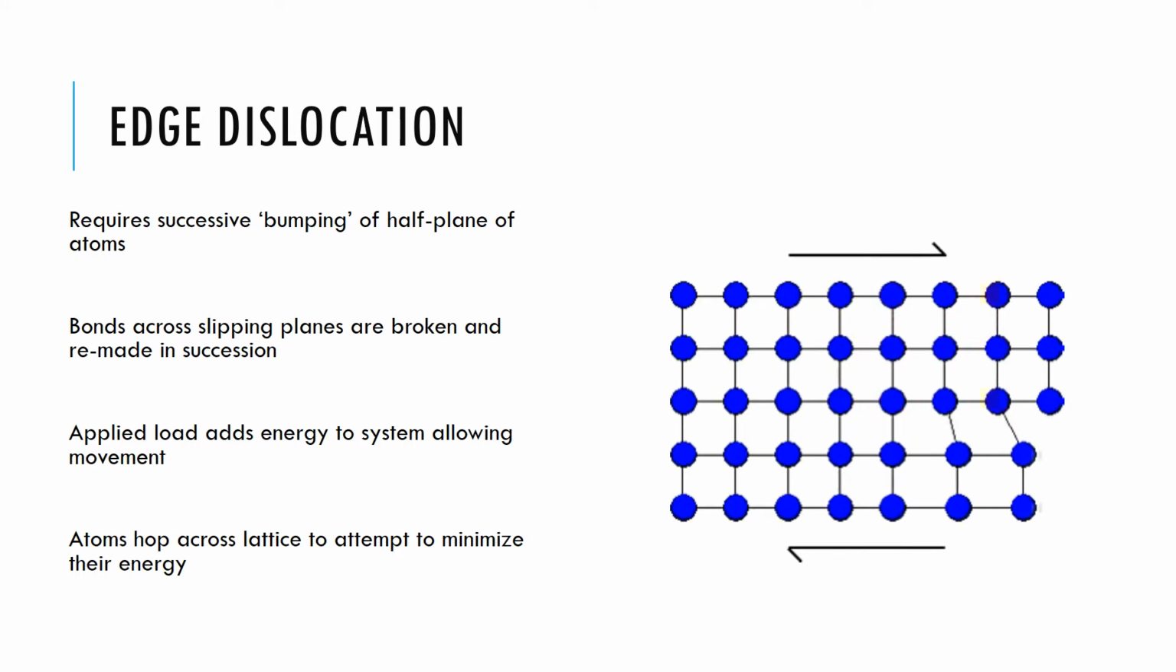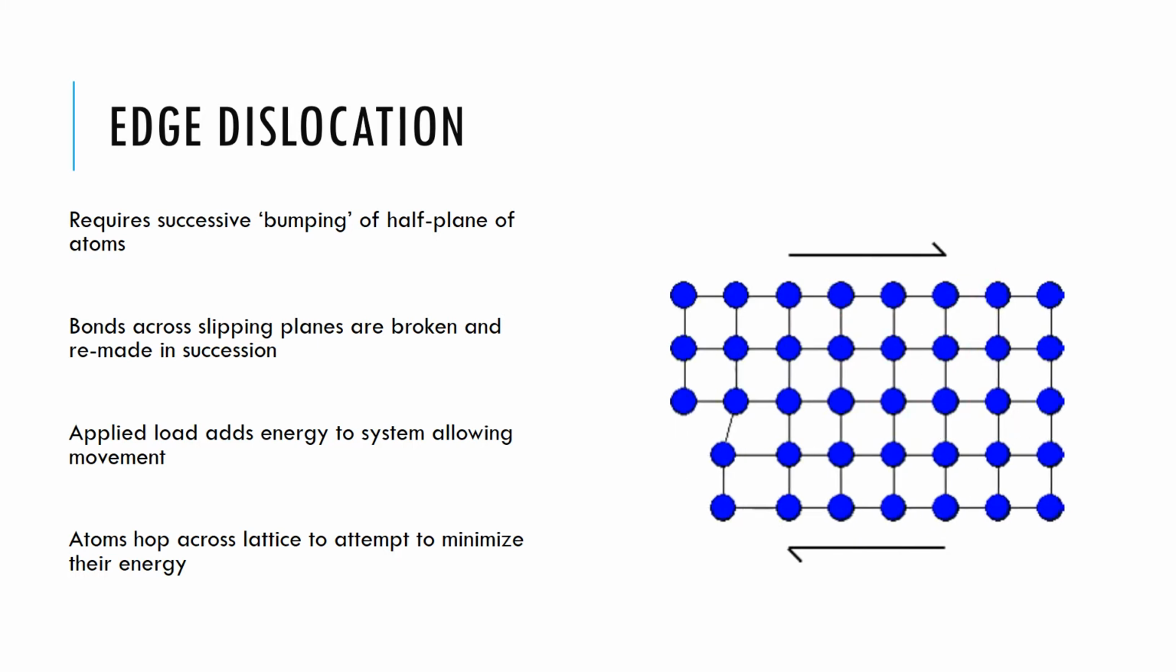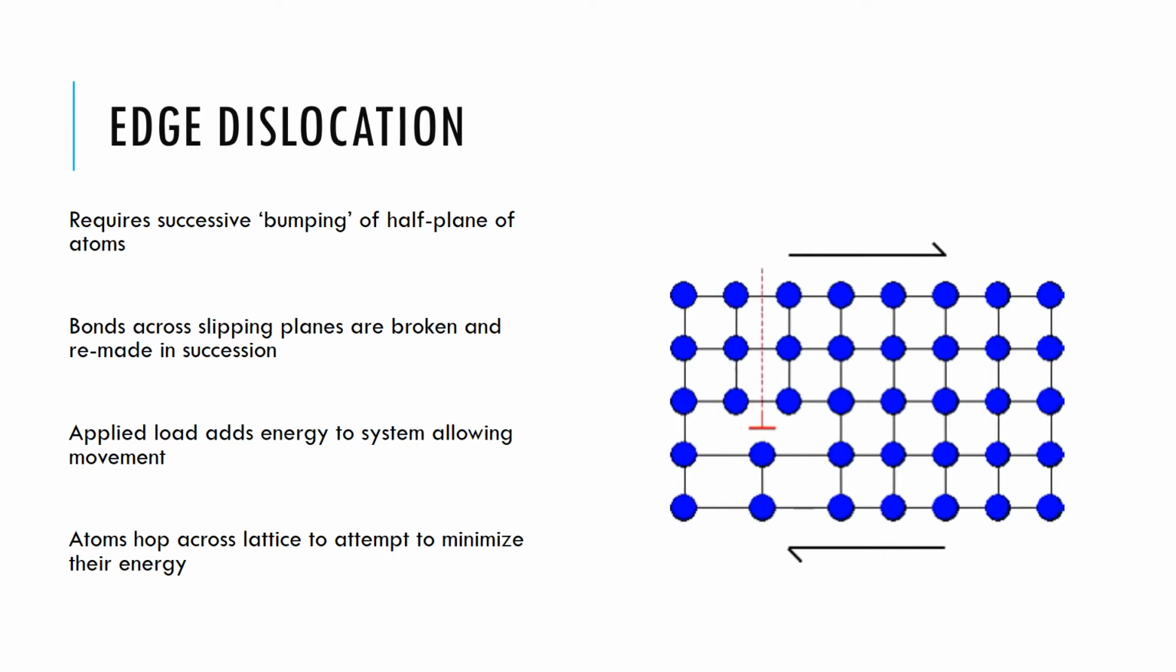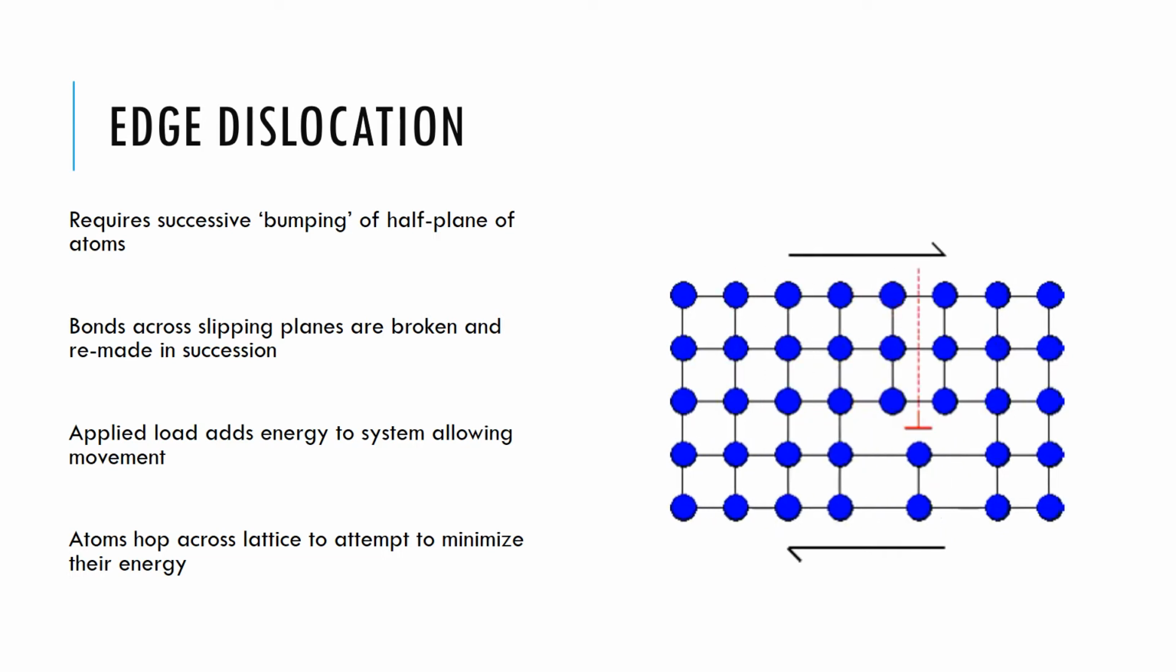So there's a nice little cartoon of what's happening here. For this edge dislocation to move, it requires the successive bumping of half planes of these atoms. The bonds across the planes that are slipping are broken and remade in succession.